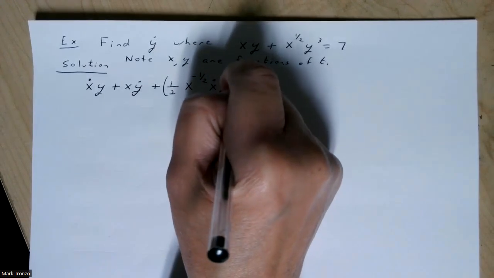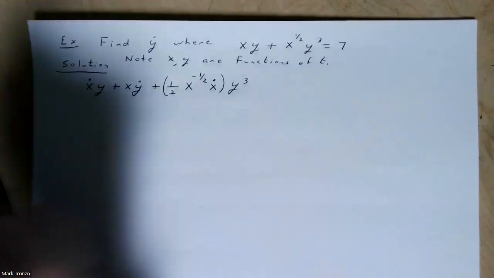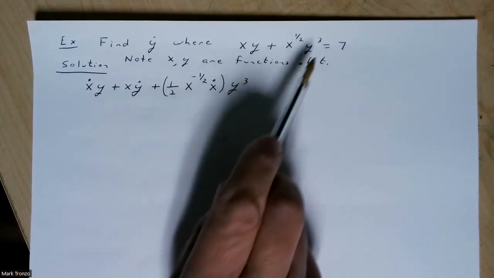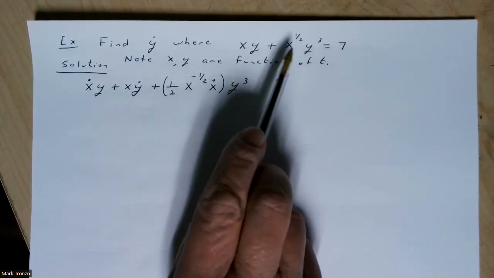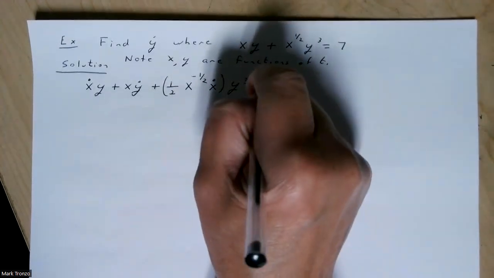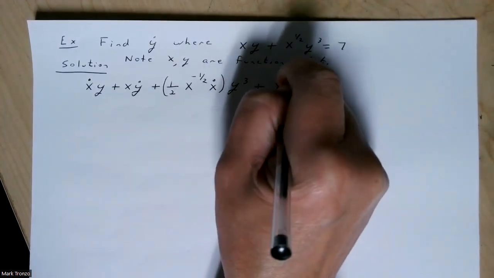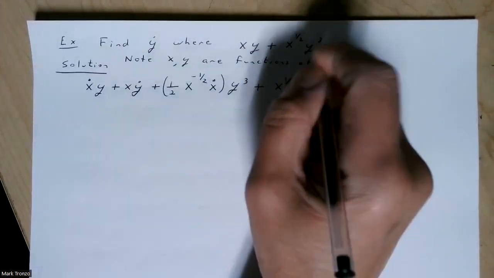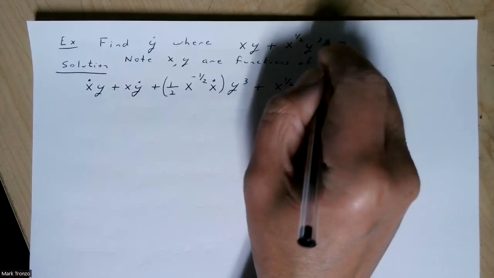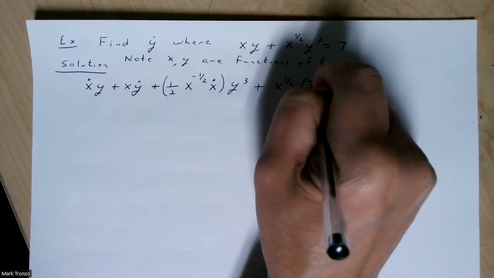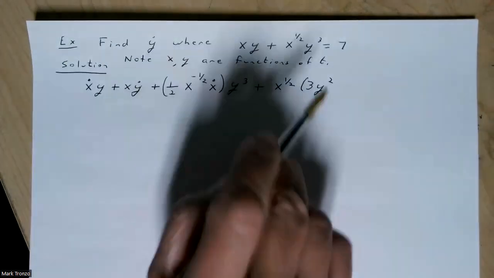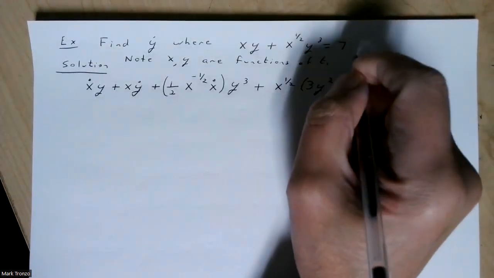Then that's times y cubed. So that's a derivative of the first times the second, then plus the first times the derivative of the second. So we're going to have, again, the chain rule: 3y squared times the derivative of the inside.